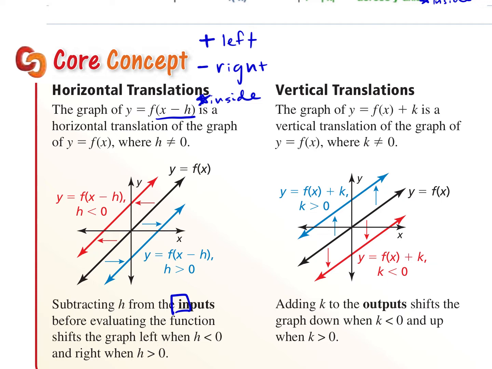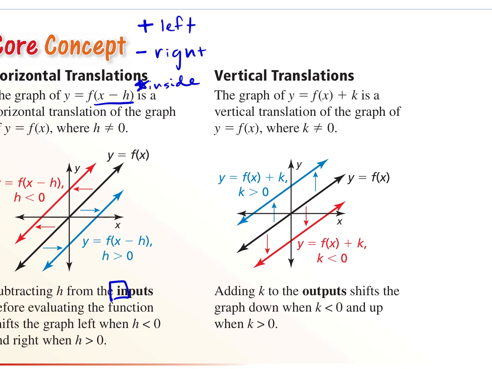So don't forget those. And then for our vertical translations, this happens in the output, so outside. If we have parentheses, it would happen outside the parentheses. If I add, which direction am I going? Up. And if I subtract, down.